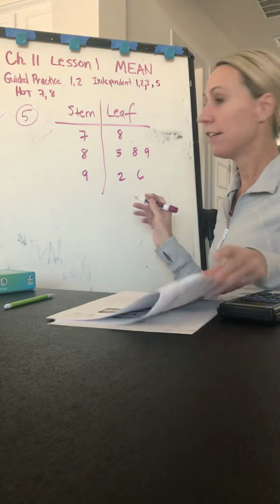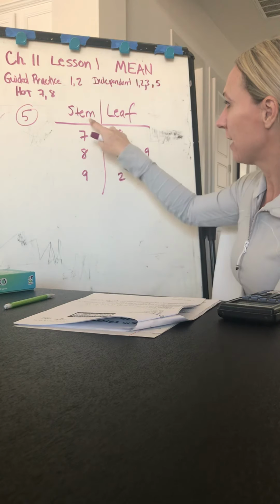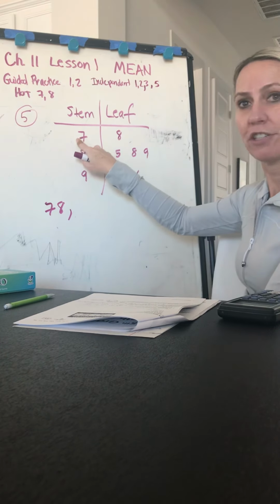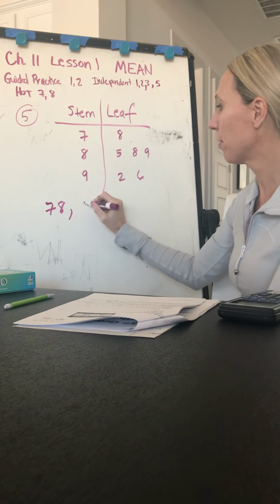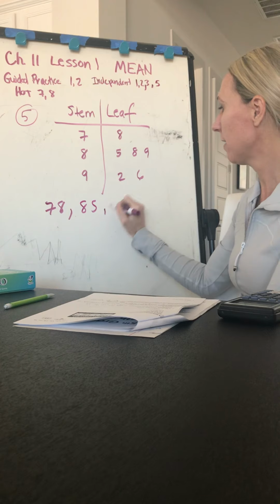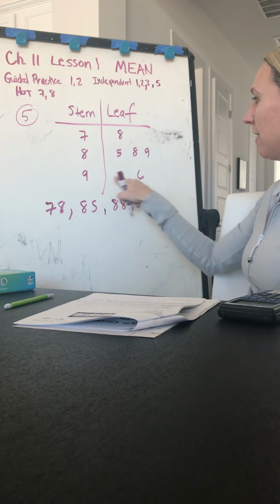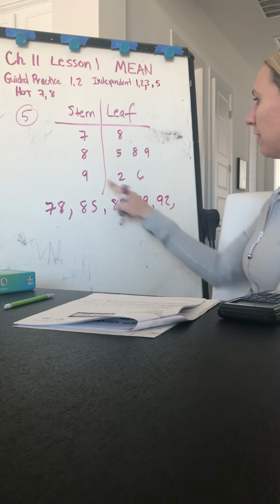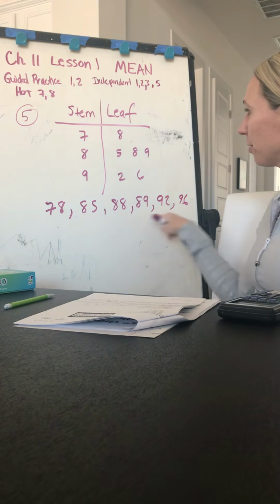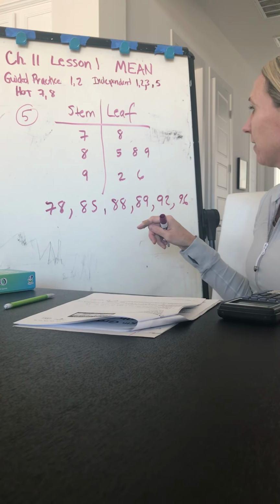Okay, that's the stem and leaf plot. So this is how you get the data. How you read this is the first number is 78. So that's the first digit, and that's the second digit. The second number is 85. The third number is 88. And then 89, and then 92, and then 96. Okay, so those are all your data, and there are 1, 2, 3, 4, 5, 6 numbers.